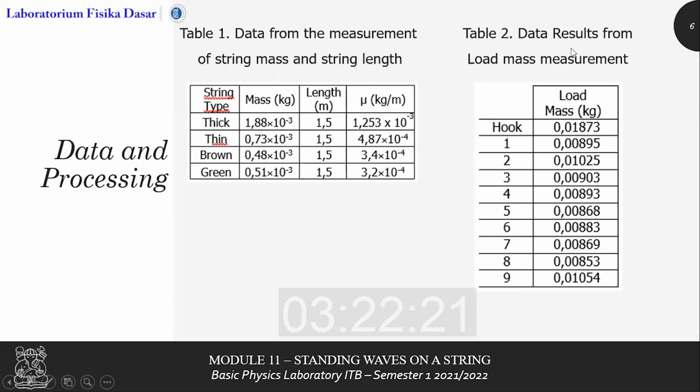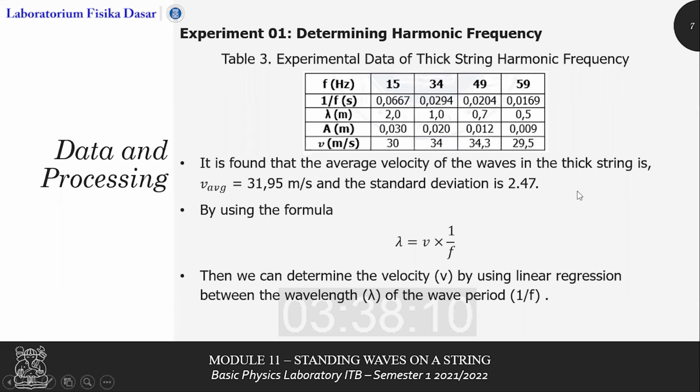And then the second table is the result from the load mass measurements. There is the load mass in hook, mass 1, mass 2, mass 3, and so on. So we measure the mass. And then for experiment 1, determining harmonic frequency, this is table 3, experiment data of thick string harmonic frequency. We measure the first harmonic frequency, second harmonic frequency, third harmonic frequency, and the fourth harmonic frequency.